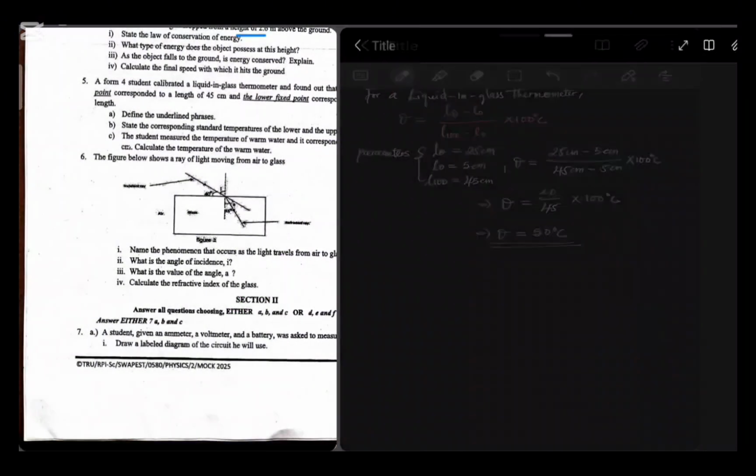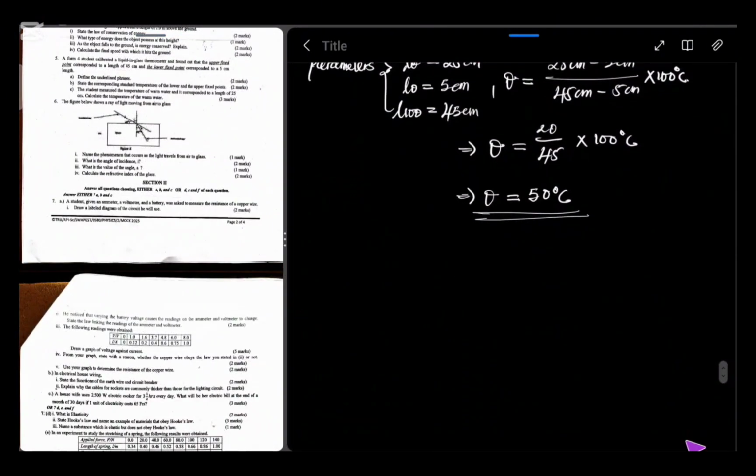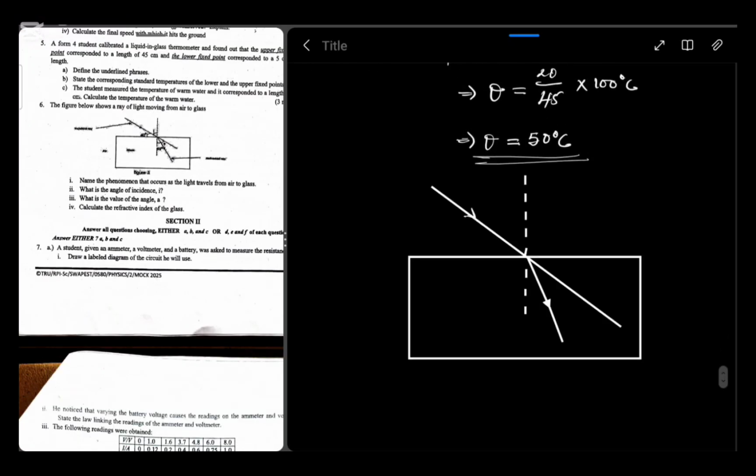So let me quickly represent the diagram. Okay guys, so this is the diagram wherein this normally is supposed to be our normal. This is our incident ray.